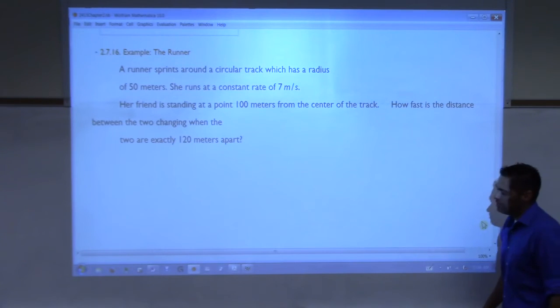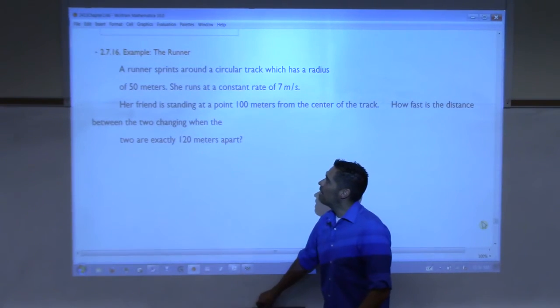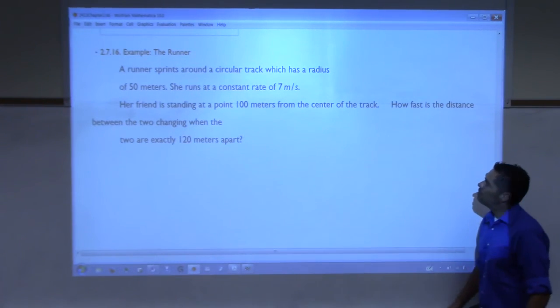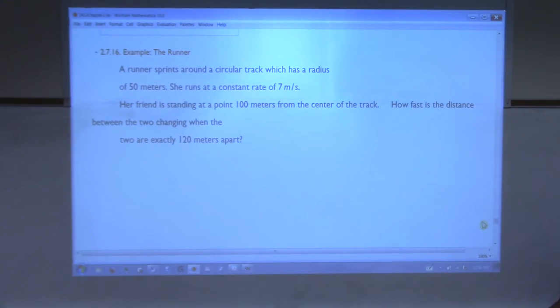Her friend is standing at a point 100 meters from the center of the track. How fast is the distance between the two changing when the two are exactly 120 meters apart? Yeah, this was in the video.